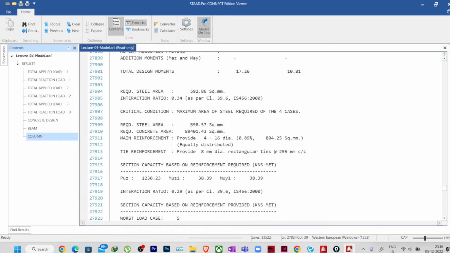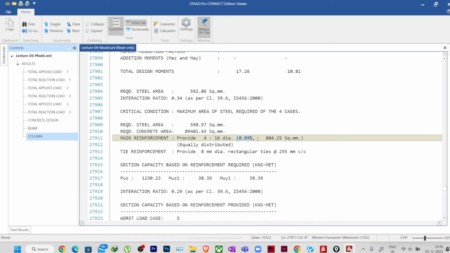598.57 is the required steel area. Required concrete area, so this one, fine. Main reinforcement provided is 16 mm dia bar, and from the percentage of reinforcement you can see that the force is so low that we may reduce the column size, but obviously we will not reduce the column size from 300 to 300. So we can go with this particular percentage of reinforcement.